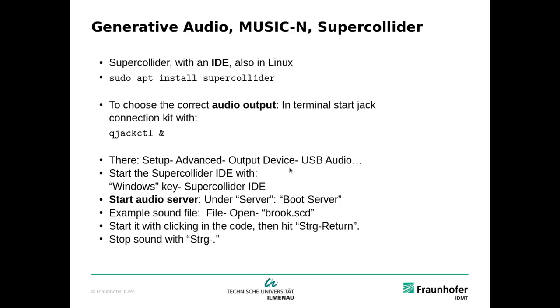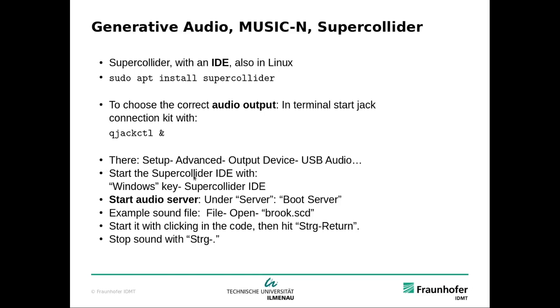Yeah, and then there's also SuperCollider. This is very similar to Csound, but it has an IDE, so an integrated development environment. You can also get it in Linux with this command line, sudo apt install supercollider in Ubuntu. And again, here you also have the problem with the sound output. Here you can solve it with QJackCtl, and here you can select the correct output which should play the audio. So in my case, I need to go to Setup, Advanced, Output Device, and then select USB audio.